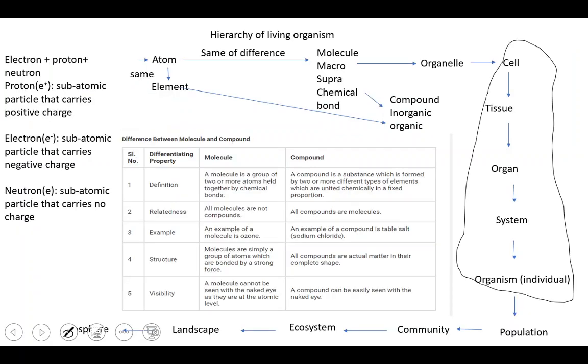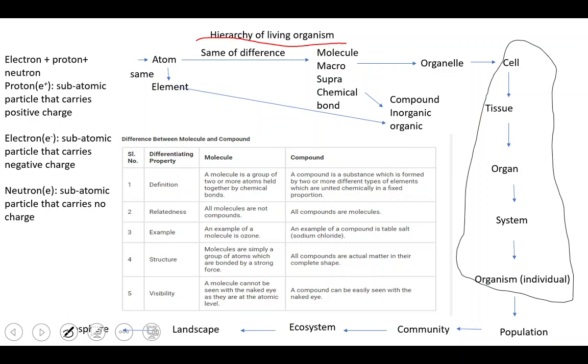Now, I don't want you to be so scared about this slide because it consists of a lot of things. And I will walk you through the slide one by one. But you can see here, on this slide, we have titled cell hierarchy of living organism. Hierarchy of living organism is the stages, step by step, of the structure of living organism from the little one to the bigger one, to the biggest one.